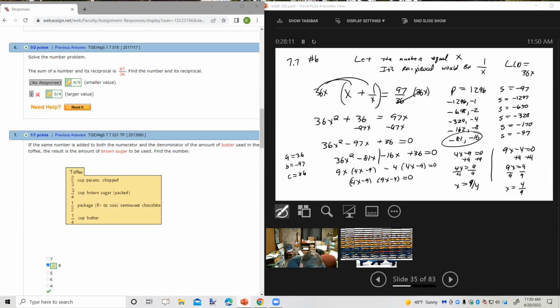So if x is 9/4, its reciprocal would be 4/9. Oh, if x is 4/9, its reciprocal would be 9/4. So the two numbers would be 9/4 and 4/9. Now, notice it says smaller value, larger value. So you'd have to put 4/9 as your first answer and 9/4 as your second answer. Okay? Yeah, that was a tough one there. I'll admit that. Or I should say it took a while.